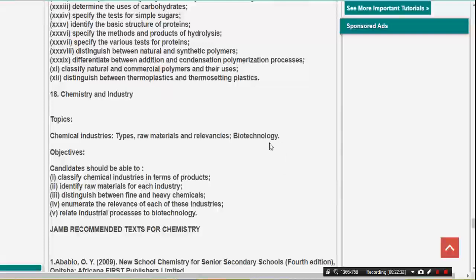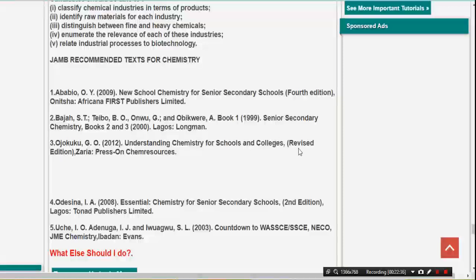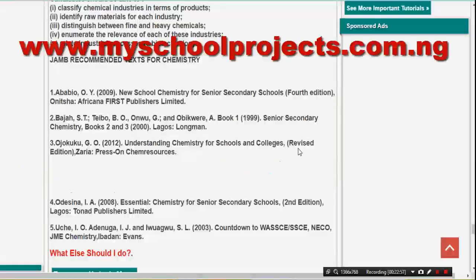There are JAMB recommended texts for chemistry listed here. These are the chemistry textbooks JAMB have recommended that they are good for you to read. Ababio O.Y. 2009, New School Chemistry for Senior Secondary School, 4th edition, Onitsha, African First Publishers Limited. Bajah S.T. and the rest. There are other texts here, so you go through it at your convenient time.